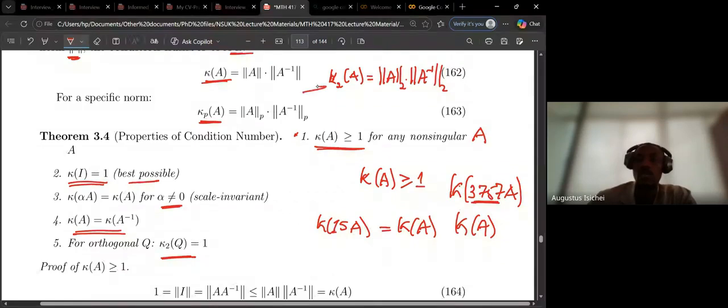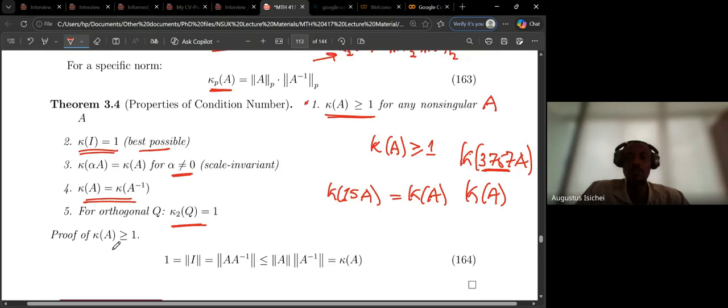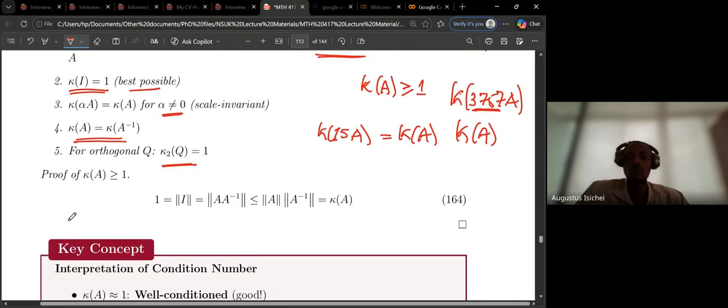We are talking about the kappa in the Euclidean space. So when we say for orthogonal Q, it means that Q is an orthogonal matrix. Whenever you have an orthogonal matrix, when you compute the Euclidean kappa of Q, the answer will always be equal to 1. And there are proofs that follow.